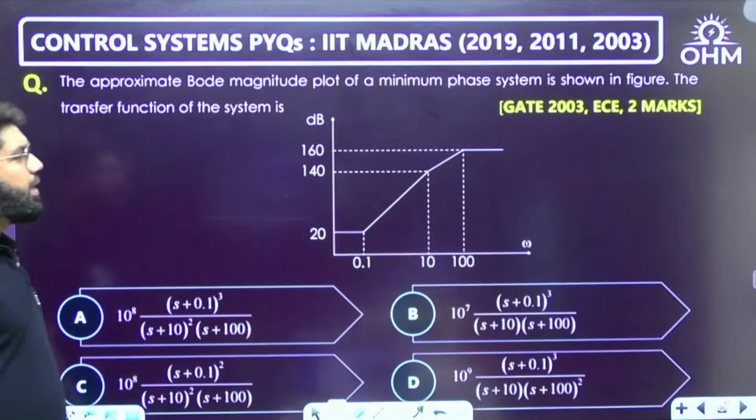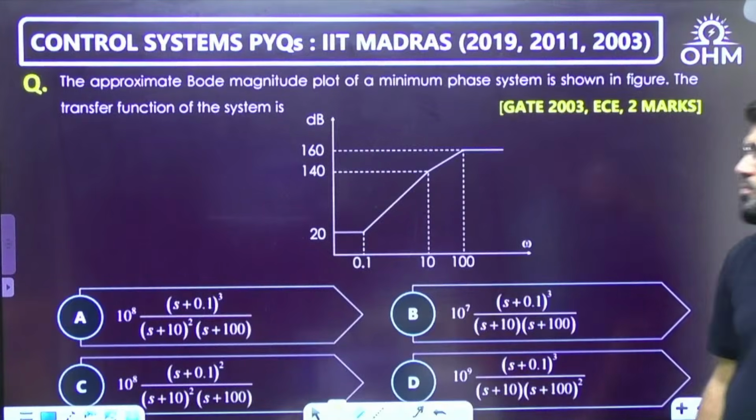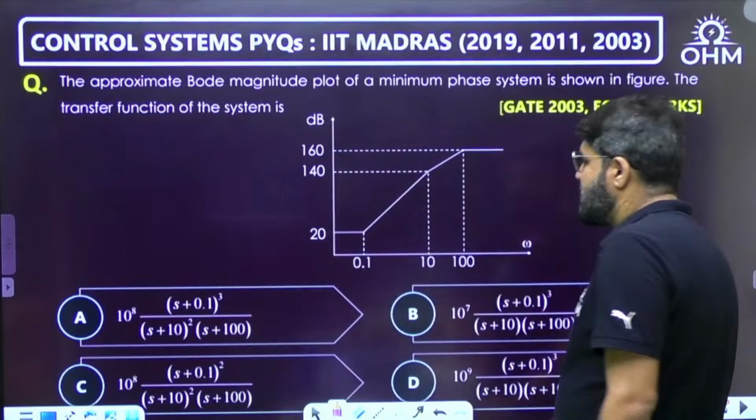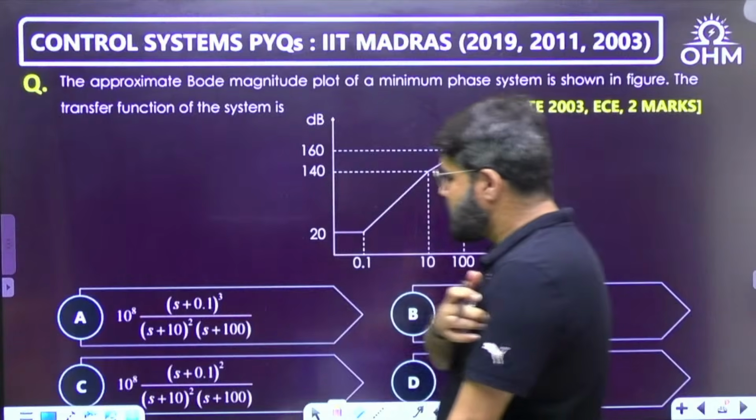Yeah, GATE 2003 EC 2 marks question. Next one. Now see here, a very clear-cut analysis we'll do for this question. What is that analysis? I want the transfer function. Two options are in the non-time constant form.